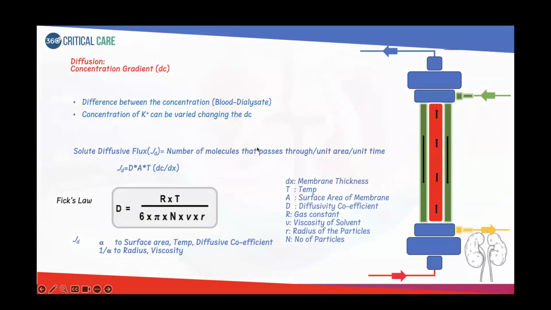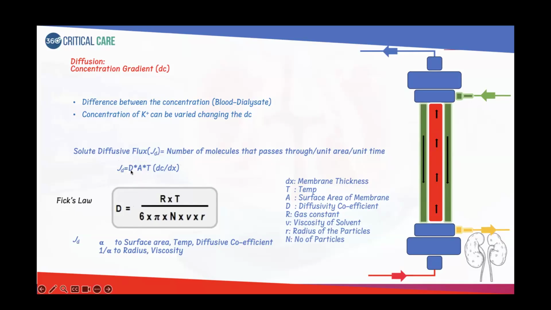And we talk about diffusion in terms of concentration gradient, and the rate or the efficiency of diffusion is expressed through an index called the solute diffusive flux, or JD. You don't have to remember all these things. The whole numerical formula you don't have to remember, but you need to know what determines the ability or efficiency of diffusion. Solute diffusive flux means the number of molecules that pass through a unit area of the filter per unit time.